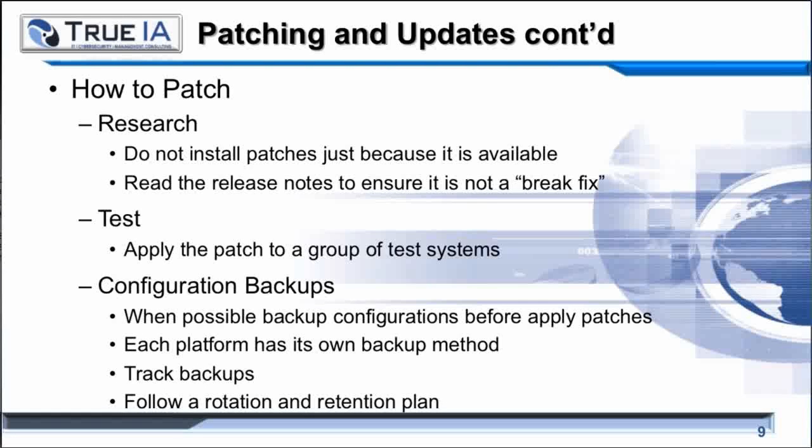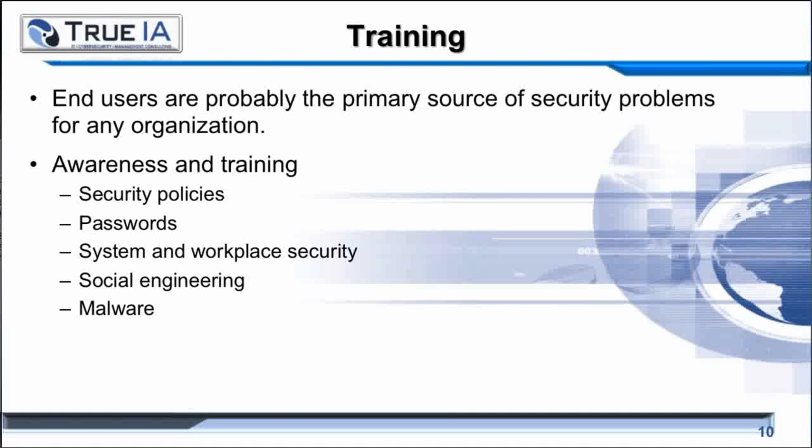Before deploying these patches, it's important to back up your systems. Each platform, regardless of whether it's software or hardware, has a backup procedure. This way, if anything does go wrong, you can roll back to the last stable state of that environment. And then, of course, you want to track those backups. Follow a logical and orderly rotation and retention plan. These are generally going to be governed by your organizational policy, and some are even governed by state and local legislation.